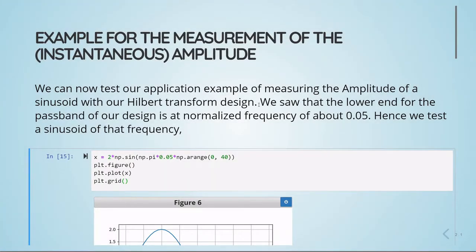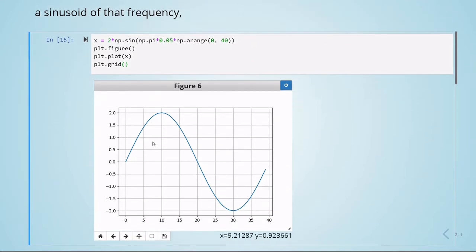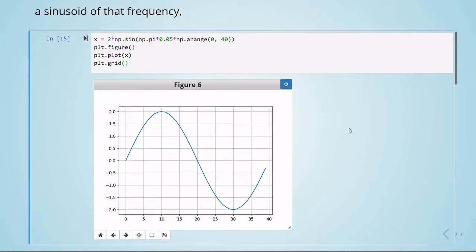Now we can go back to the example for the measurement of the instantaneous amplitude of a sinusoid, and we can test our application example using our Hilbert transform design. We saw that the lower end for the passband of our design is at a normalized frequency of about 0.05. Hence, we test a sinusoid of that frequency. So here we are constructing a sinusoid with that frequency, and it's plotted here.